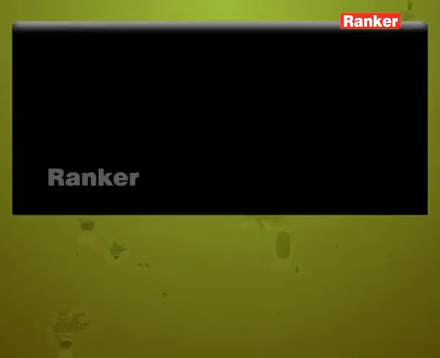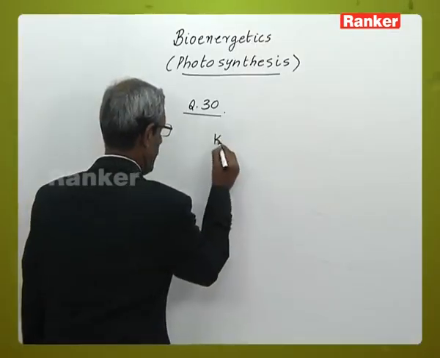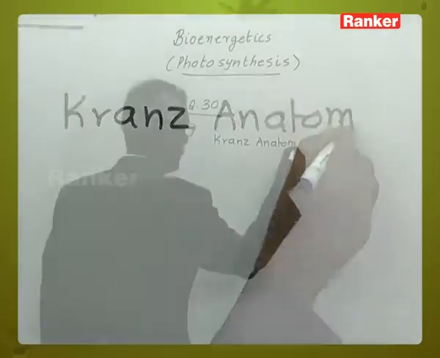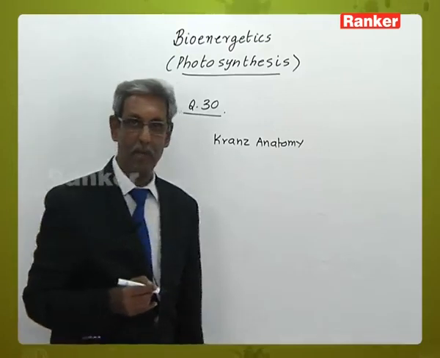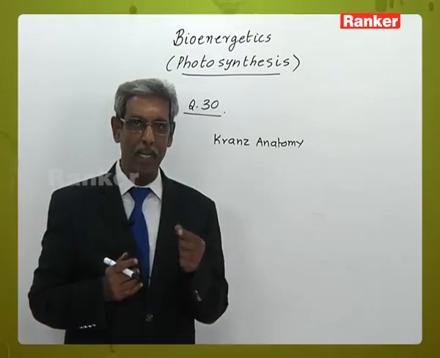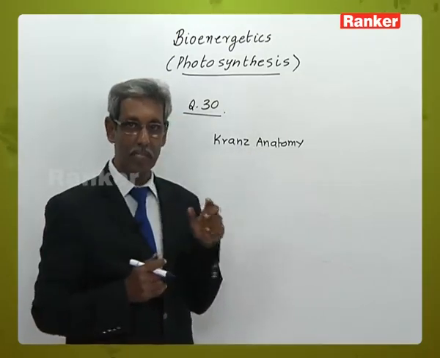Question number 30. The fundamental features of Kranz anatomy in C4 plants is A. Chloroplast in epidermal cells, B. Rudimentary chloroplast in bundle sheath, C. Chloroplast in vascular tissue, D. Well developed chloroplast in bundle sheath. Kranz anatomy is a unique feature of C4 plants. The meaning of the term Kranz is wreath, W-R-E-A-T-H. It means a garland, and it was studied by a German scientist whose name is Kranz.